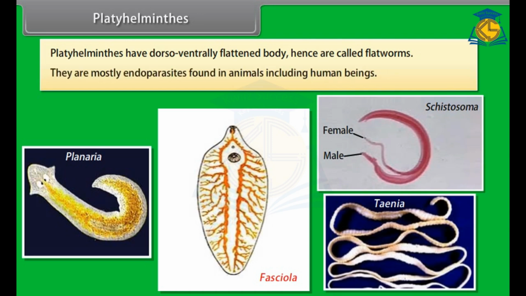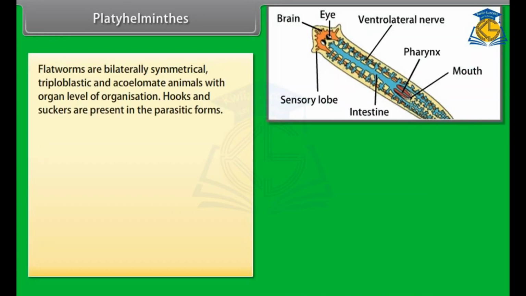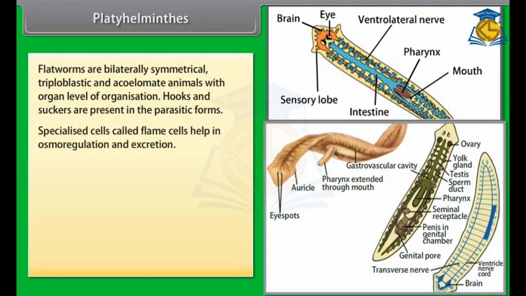Platyhelminthes are mostly endoparasites found in animals including human beings. Flatworms are bilaterally symmetrical, triploblastic and acoelomate animals with organ level of organization. Hooks and suckers are present in the parasitic forms. Specialized cells called flame cells help in osmoregulation and excretion.